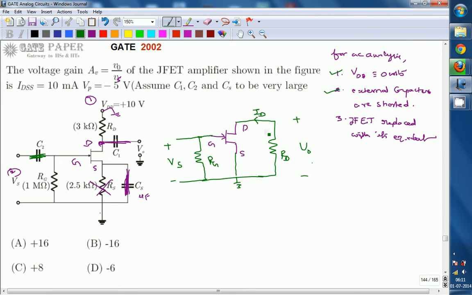Next, replace this circuit with the small signal model. The small signal model is nothing but this circle, that is the symbol of JFET, has to be replaced with the equivalent model. This is the small signal equivalent model of JFET. Since the internal drain resistance is not indicated in the question, we are going with only a current source on the output side. This is going to be treated as GMVGS.